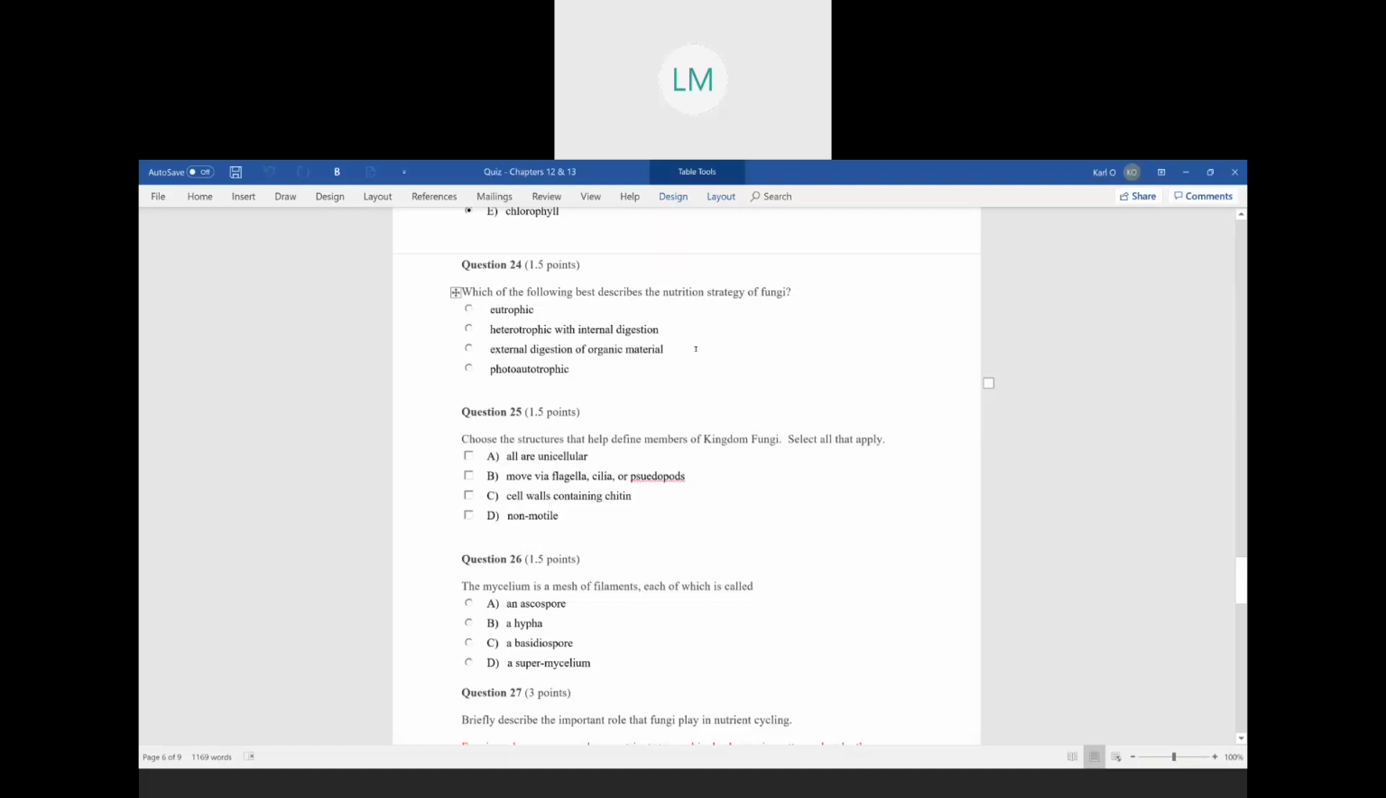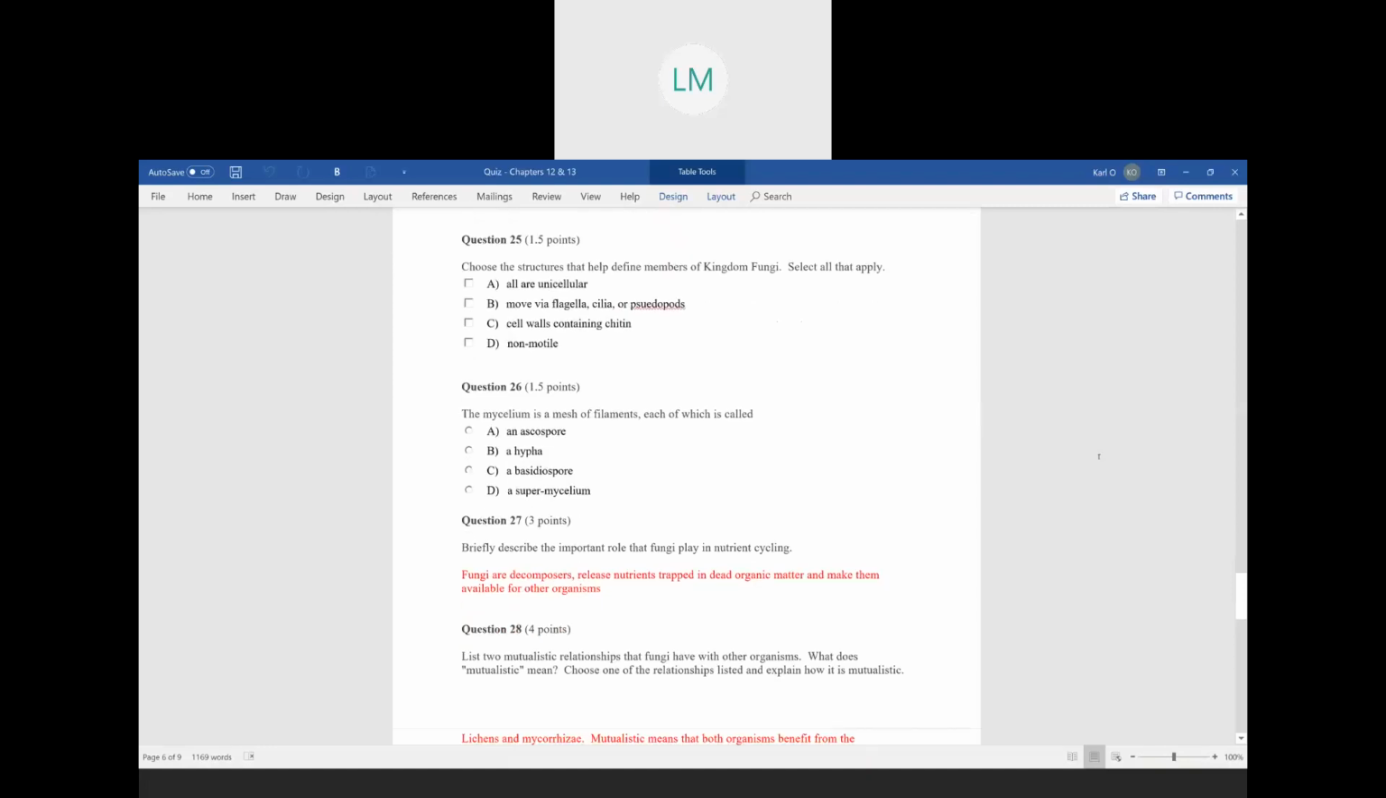The nutrition strategy of fungi is that they are heterotrophic, but they do external digestion. So they digest outside of the body of the fungi and then they ingest the nutrients, right? This is opposite from what an animal like us does, where we ingest our food first and then we digest it. So they have external digestion, not internal digestion.